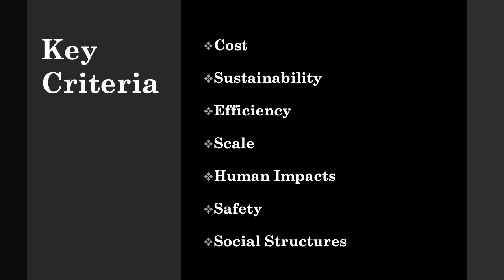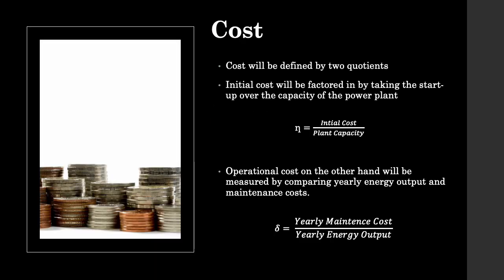For our criteria selection, we chose cost, sustainability, efficiency, scale, human impacts, safety, and social structures. Our first criteria is cost. Cost will be defined by two quotients. Initial cost will be factored in by taking the startup cost over the capacity of the power plant. Operational cost, on the other hand, will be measured by comparing yearly energy output and maintenance costs.